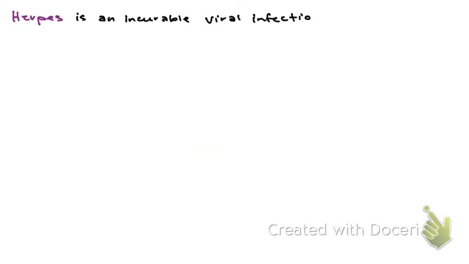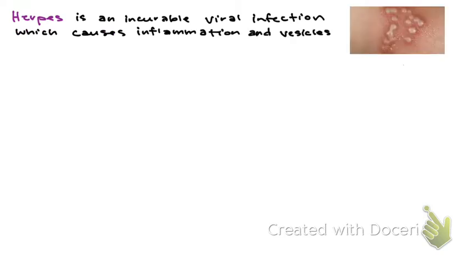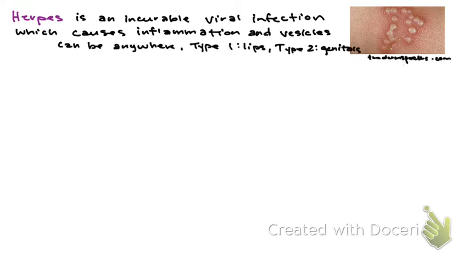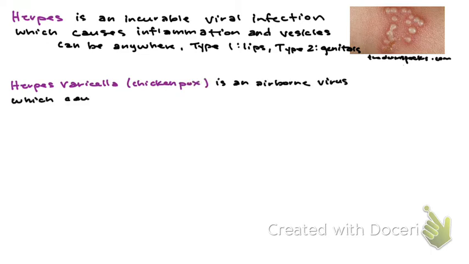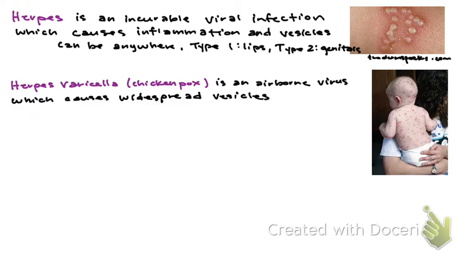Herpes is an incurable viral infection which causes inflammation in vesicles. Herpes simplex virus can be anywhere on the body, but type 1 is on the lips and type 2 is typically on the genitals. Herpes varicella, which is also known as chickenpox, is an airborne virus which causes widespread vesicles on the body. And now you can vaccinate babies against this disease.